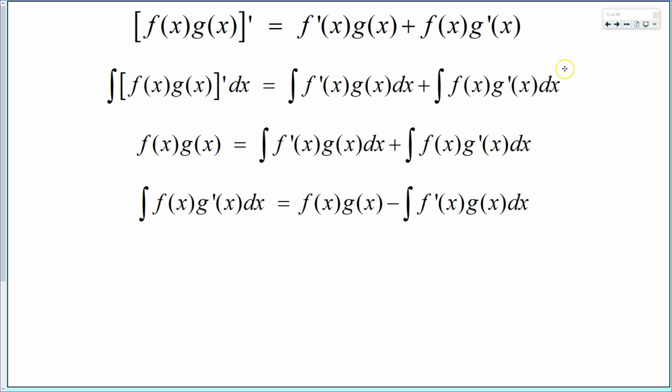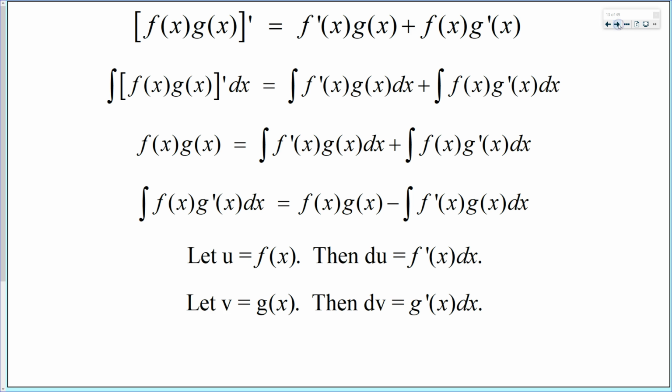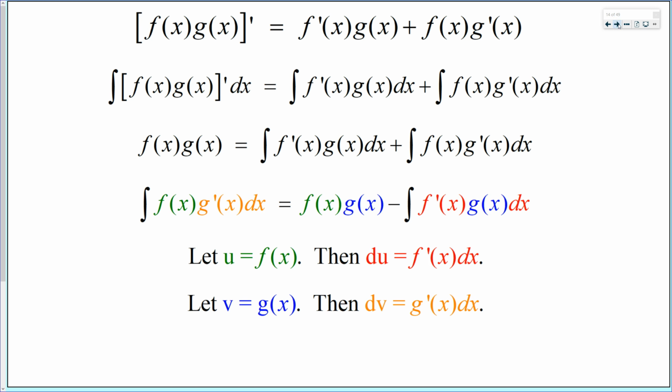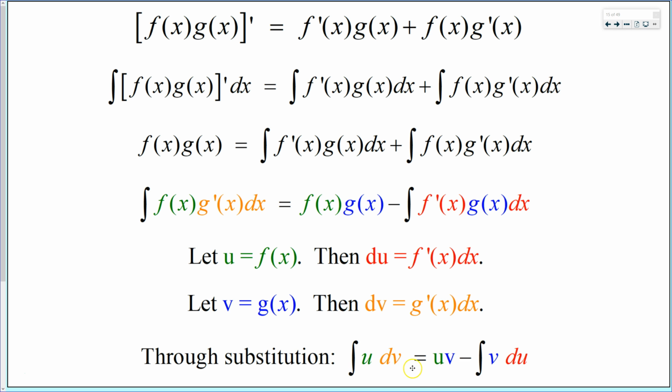Now, this is a little messy, so it is commonly written in textbooks using a little bit of substitution. So if we say u is f of x and v is g of x, then du is f prime, and dv is g prime, we can make this whole line look significantly simpler. Through a little color coding here, you can see where all the parts match up. And with our u's and du's and dv's and v's, we can simplify this whole equation to something much simpler that just looks like u dv equals uv minus the integral of v du.